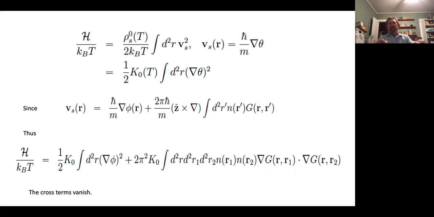When these free mobile vortices are present, the system dissipates. Therefore it's normal. It's not a superfluid, it's a normal fluid. But at low temperatures, the probability of an isolated vortex being present is zero in the thermodynamic limit, and therefore that's a superfluid. Because the only excitations that can dissipate the superfluid are vortices. And if vortices are not present, it's a superfluid.